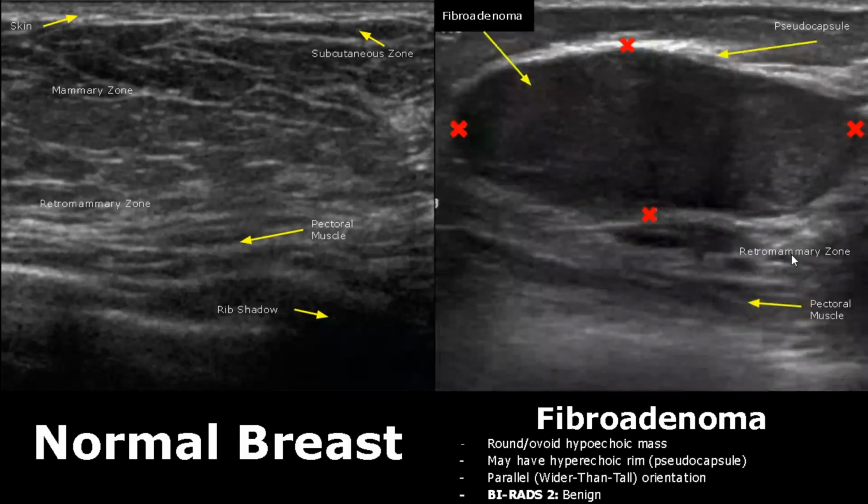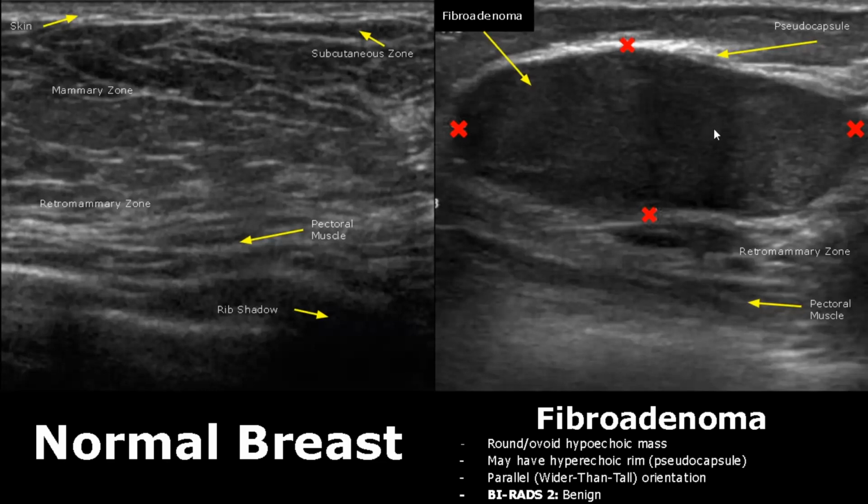A fibroadenoma is a benign tumor which will appear as a hypoechoic round or ovoid mass. It may have a hyperechoic rim known as a pseudocapsule, and it has a parallel orientation. It is wider than tall. You can see it is wider instead of being taller. This is a sign of benign lesion.